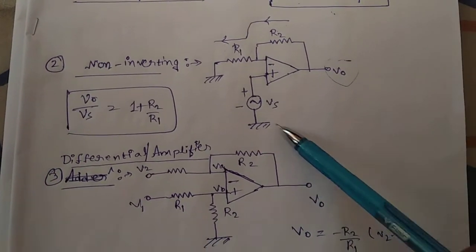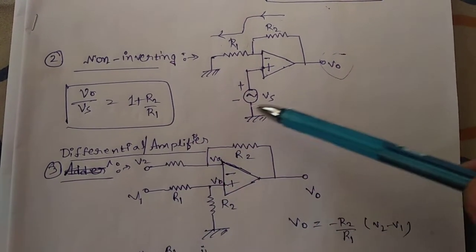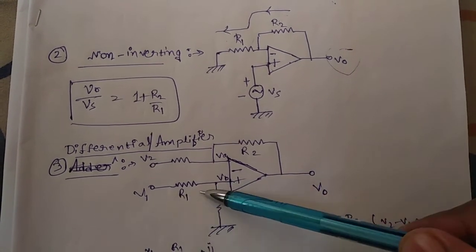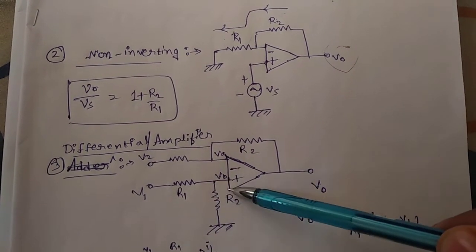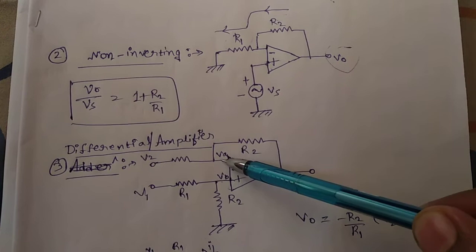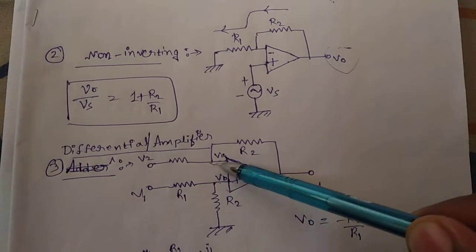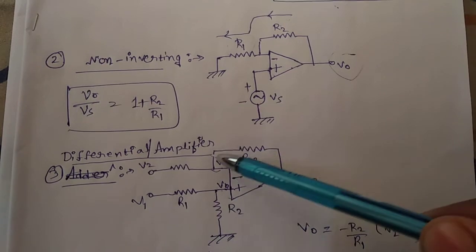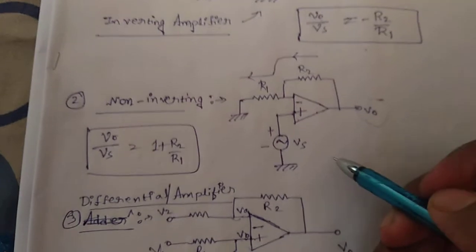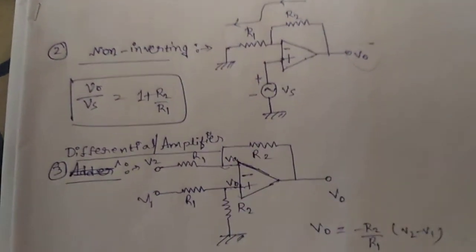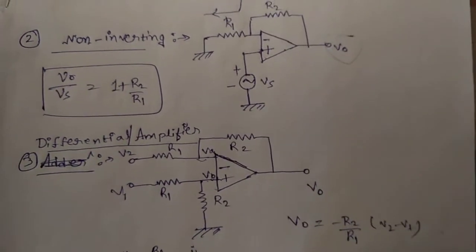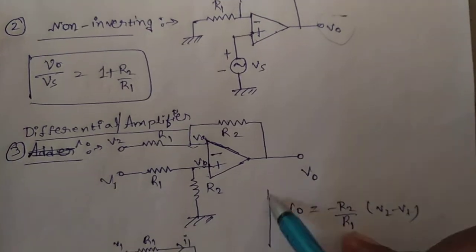There is another type of OpAmp circuit, which is the differential amplifier. Here you can see the inverting end and the non-inverting end. There are two resistances along the non-inverting end, R1 and R2. Here the potential at that point is VB and the potential at that point is VA. Suppose it is VA and it is VB, and the resistance along this is R2, and this resistance will be R1. Then the output voltage will be V0 equals minus R2 by R1 times (V2 minus V1).